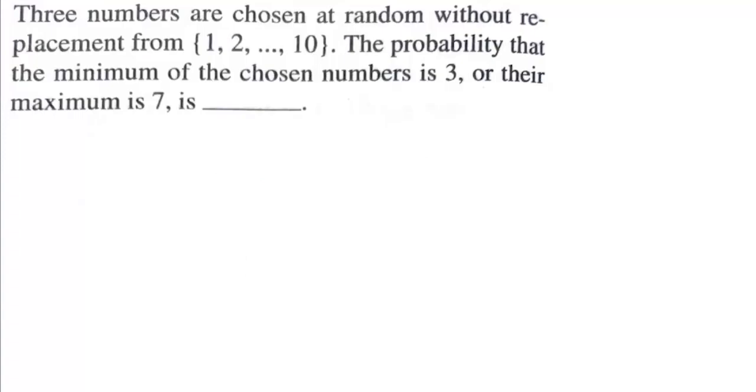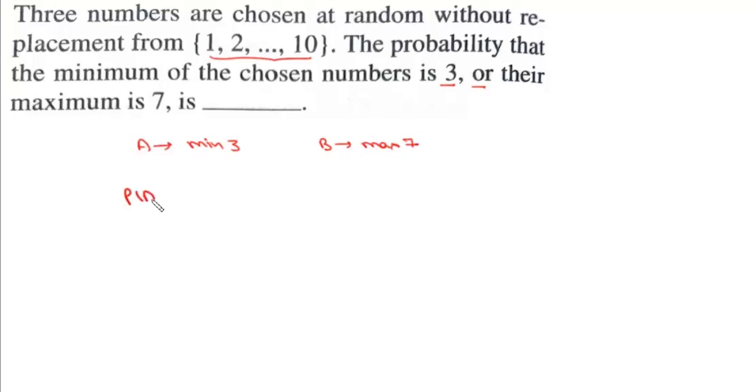Now the question is, 3 numbers are chosen at random without replacement from 1 to 10. Find the probability that the minimum of the chosen numbers is 3 or their maximum is 7. So we have this event A in which the minimum is 3 and B is the event when the maximum is 7. We have to find the probability of A union B.